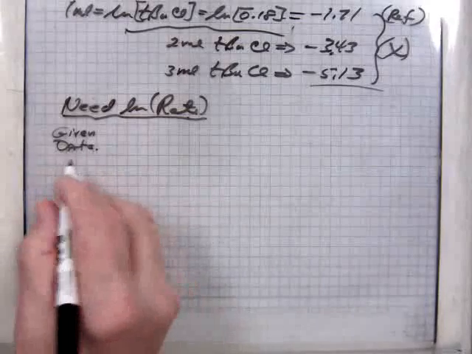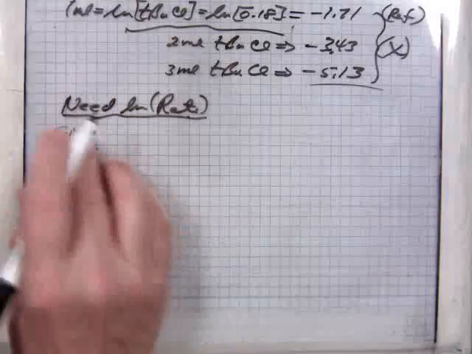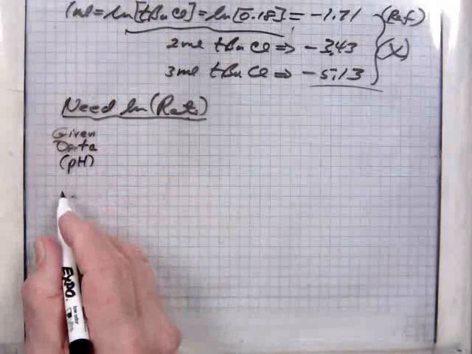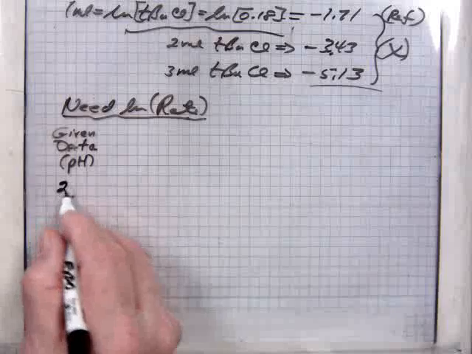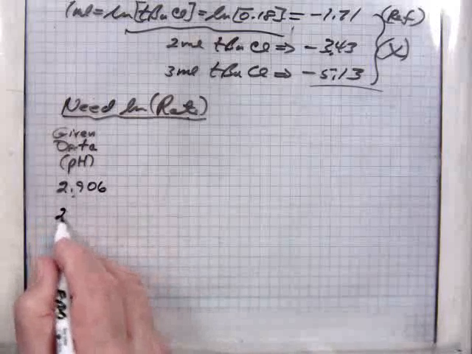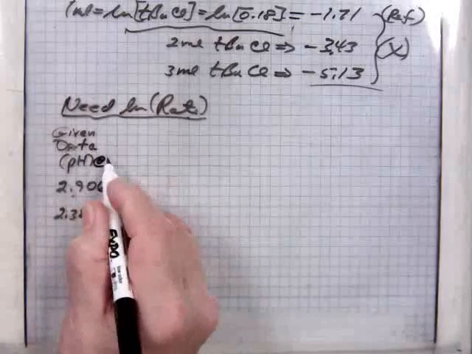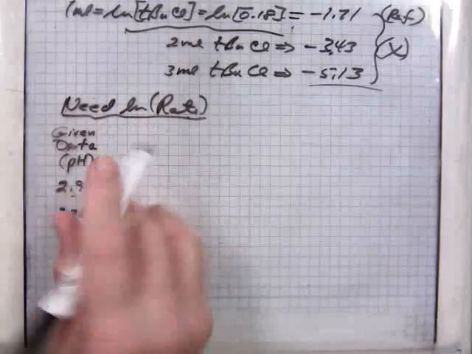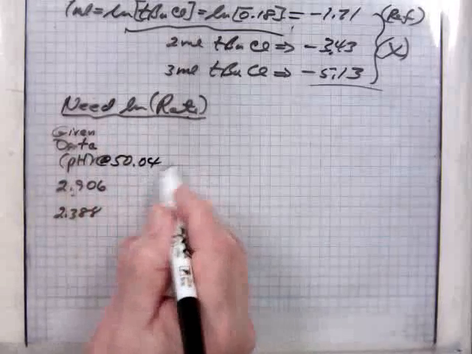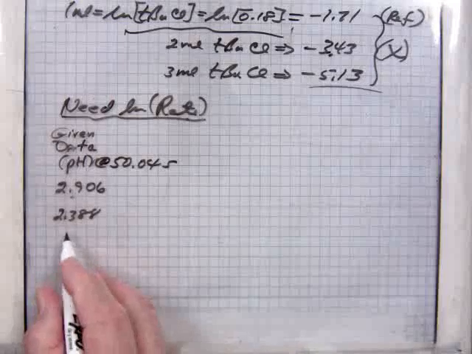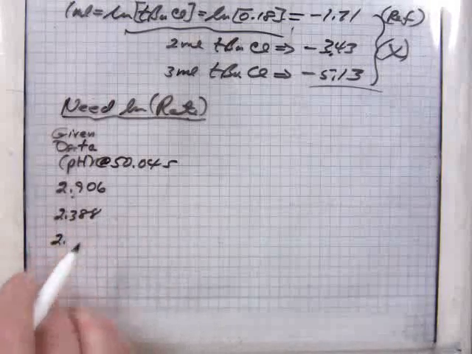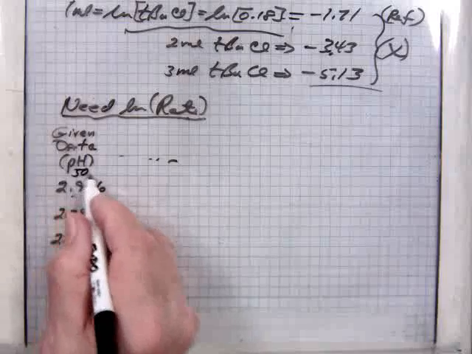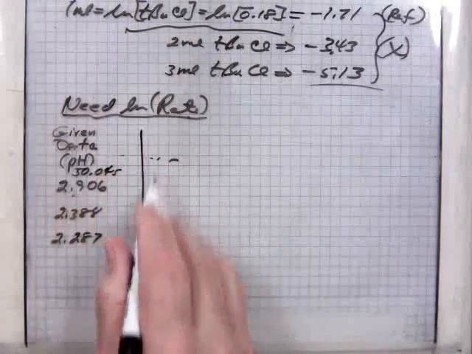Okay, so the data given is pH 1, 2, 3. The pH values are 2.906. The next one is 2.388 pH at 50.04 seconds. And then the third one was 2.287, also at 50.04 seconds.